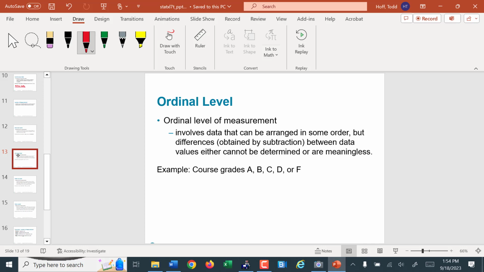Ordinal, there's still no numerical value. Ordinal is still a qualitative variable or categorical variable, but we can put them in order. Your class grades, A, B, C, D, or F, we can put those in order. A is definitely better than a B, but how much better, there isn't really a logical thing there. Or if you're ordering sizes, small, medium, large, extra large, those are ordinal. One's bigger, but there is no set of how much bigger one is than the other.